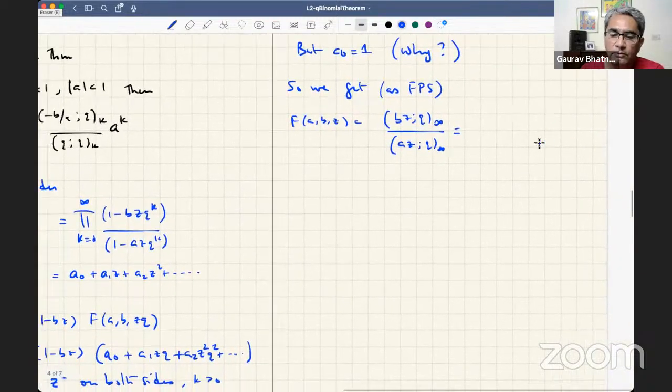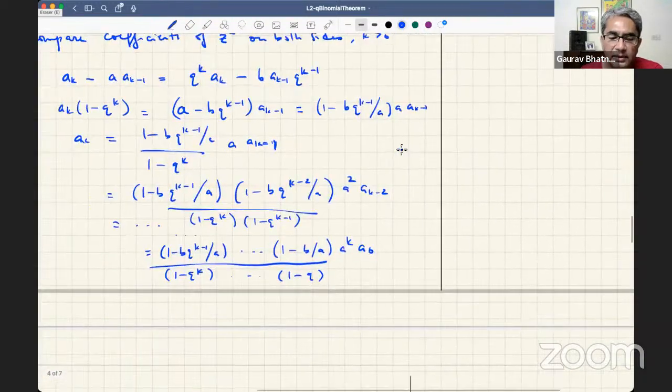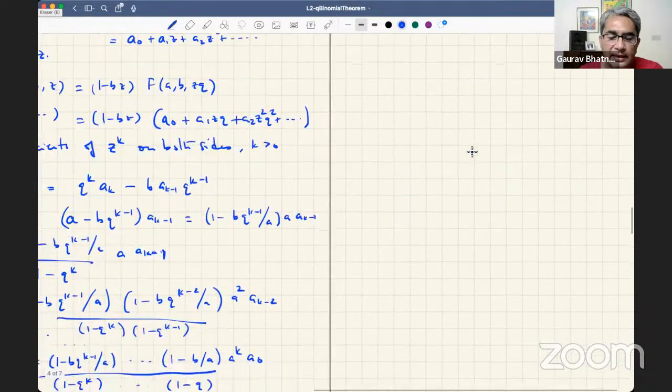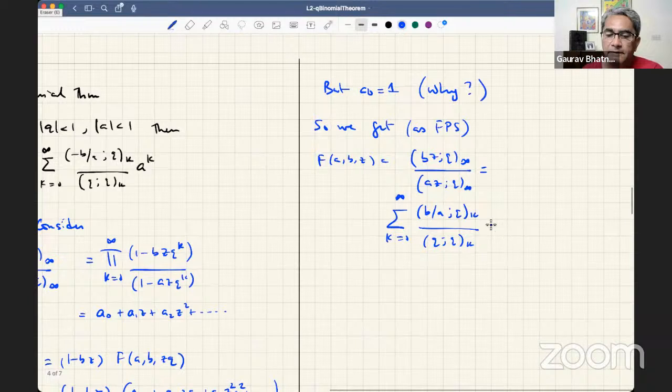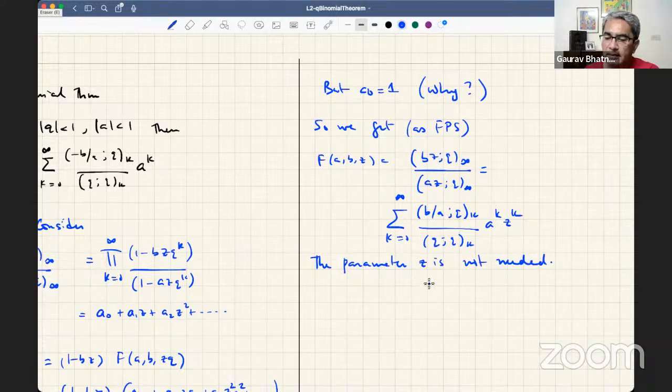That's equal to the summation K going from 0 to infinity. The K-th term is (B/A; Q)_K over (Q; Q)_K, with A raised to the K and Z raised to the K. And now Z is redundant. This parameter Z is not really needed, so we can get rid of it.